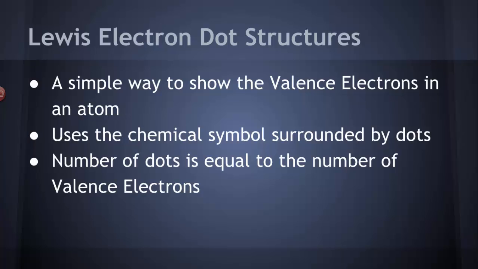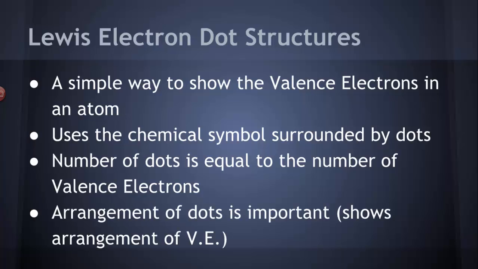Okay? The number of dots is equal to the number of valence electrons. Now, there's one little trick to it. You don't just put the dots anywhere. You have to follow a little pattern to get the arrangement. And I'm going to show you what that looks like right now. It's a very simple pattern to follow, okay?